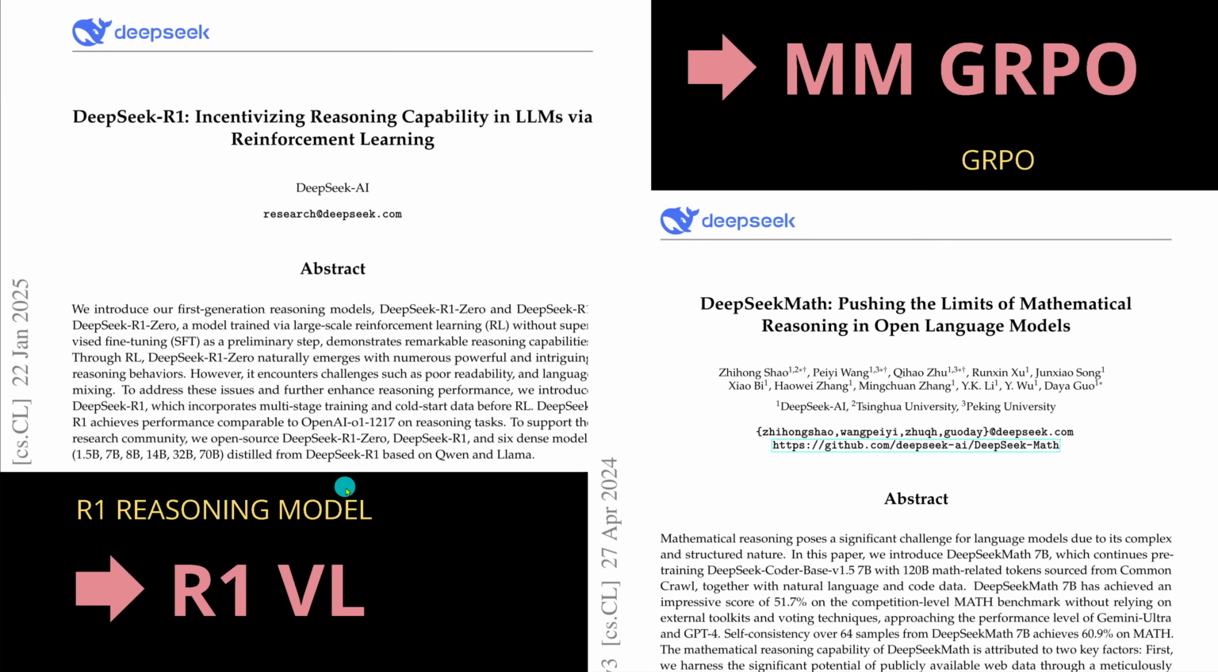Let's have a look at R1. We just want to have R1 now extended to vision language models. So therefore, we have to take GRPO and we have to find an extension for the multimodal world. So seems to be easy.